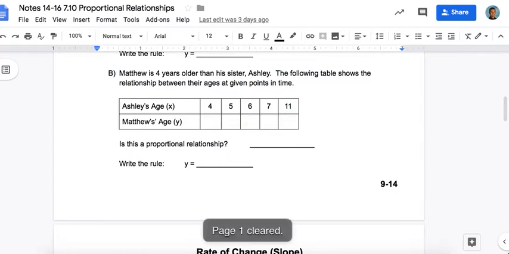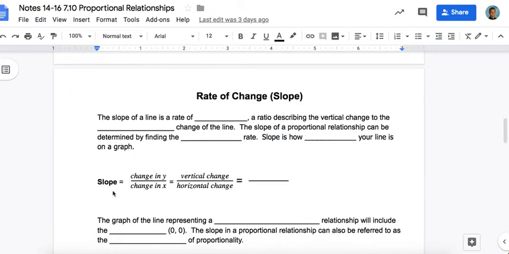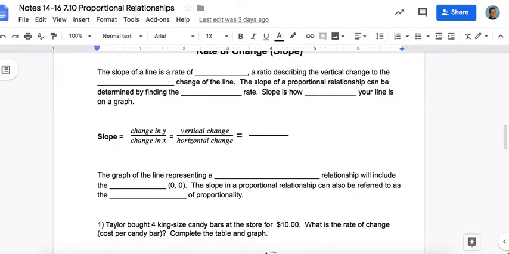Now, let's look at the rate of change or the slope, and we've already talked about this in terms of graphing. So the slope of a line is a rate of change, and it's a ratio describing the vertical change to the horizontal change of the line. The slope of a proportional relationship can be determined by finding the unit rate. And remember, slope is how steep your line is on the graph. So we talked about this the other day. Slope is change in y over change in x, or the vertical change over the horizontal change. And we could also say rise over run.